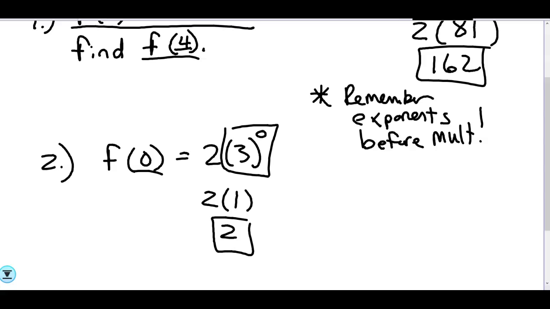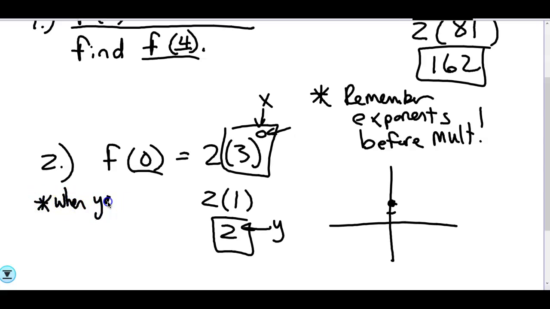If I were to graph this, this is my x value, and this is my y value. I plugged in something for x, I got a y value. Now, if I wanted to graph this, where would I put my dot? Anybody know? 0, 2. Good. So that's right here. What do we call that point? The y-intercept. Good job. So when you plug in 0, you get the y-intercept, right? All right. So let's make a little note about that.